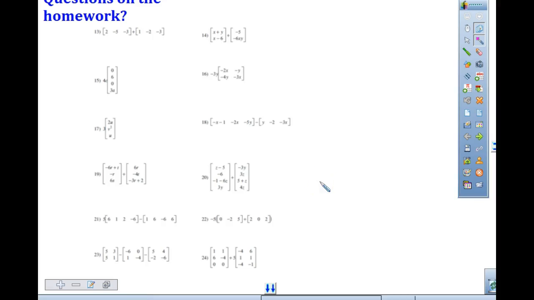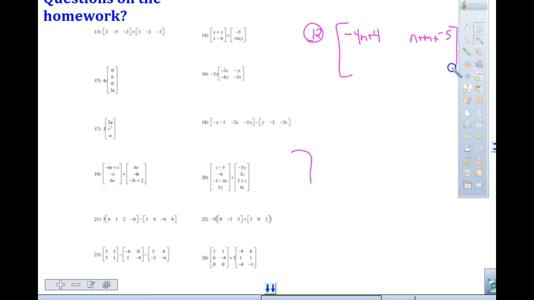So if I am looking at yours, number 12, when you add those together, you should have added negative 4n and 4. You write that as negative 4n plus 4. Those are not like terms, right? You are adding n plus m, plus negative 5 or minus 5. So you could have n plus m minus 5, or you could have plus a negative 5. I would take it either way. Those are not like terms. You can't combine them together.